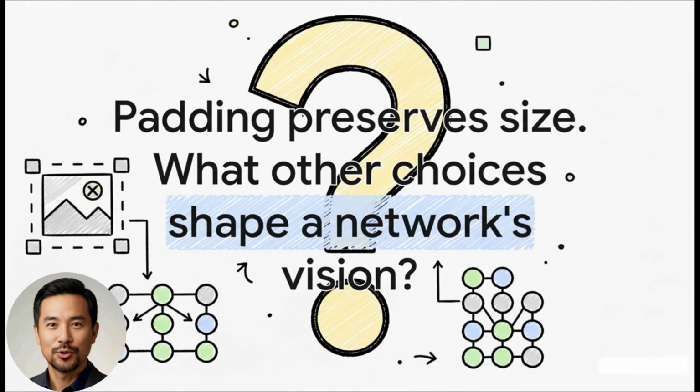And it kind of makes you think, right? If adding a border of nothing is how we preserve an image's size, what other little choices, like how big the filter is or how far it jumps with each step, are shaping how an AI actually sees and understands the world around us?